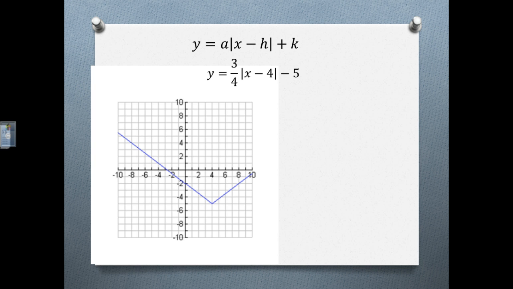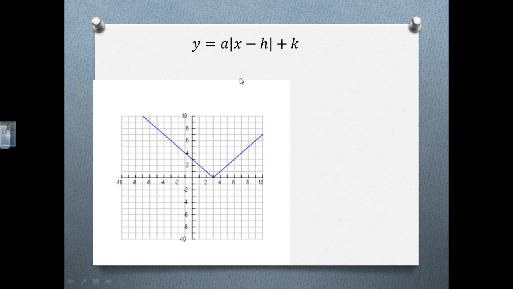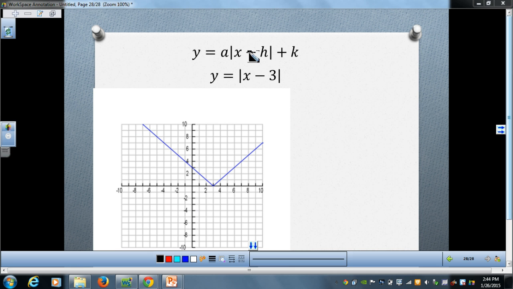All right, let's try another one. Okay, so now once again, go ahead and pause the video at this time and write the equation of this absolute value graph. Okay, the answer is y equals the absolute value of x minus 3. Now, once again, a couple of small details here. Our a value is 1, and our vertex was the point (3, 0).